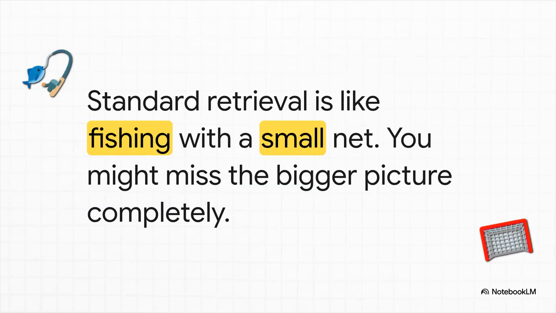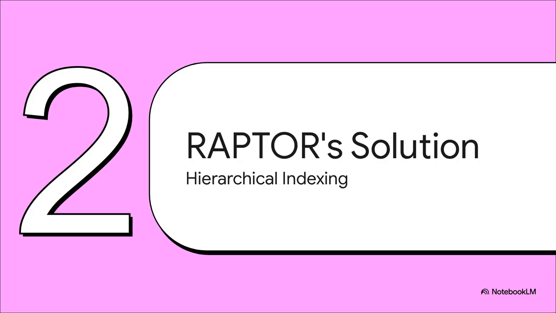Here's a good way to picture it. Standard retrieval, like your basic k-nearest neighbor search, it's kind of like fishing with a really small net. Let's say you set your k to 3. Well, you're going to pull back the 3 most relevant chunks. Simple enough. But what if your big, high-level question needs ideas from 10, maybe even 20 different chunks? That small net of yours is going to miss the whole school of fish. You'll completely miss the bigger picture. And this right here is exactly where RAPTOR makes its entrance.